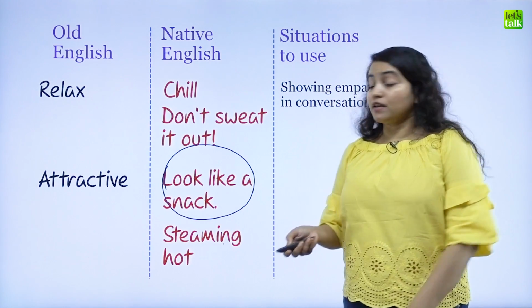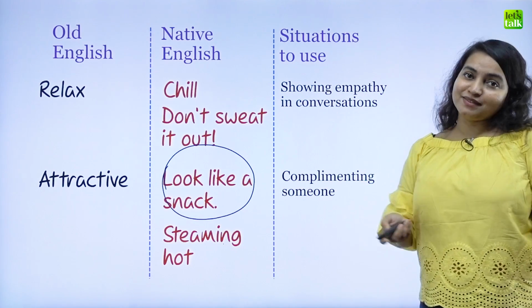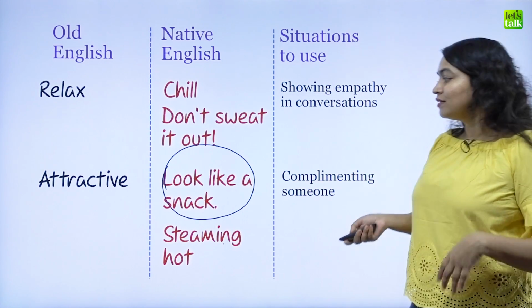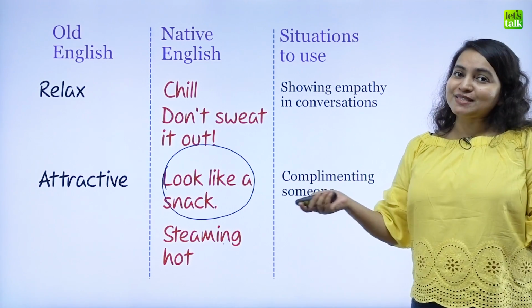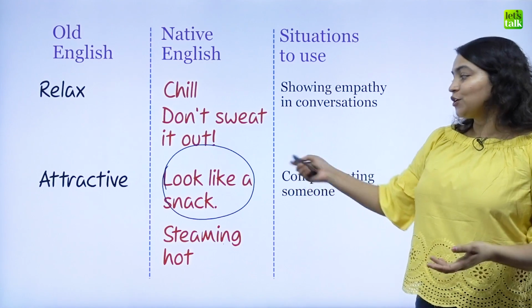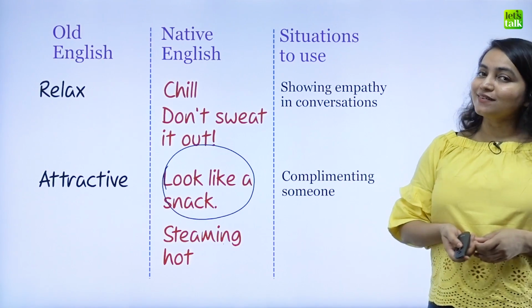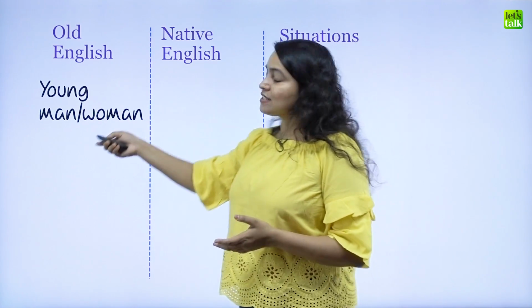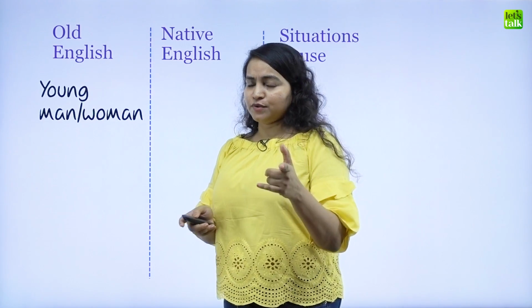And when do we use it? We use it when we are complimenting someone. Obviously, if someone is attractive, that is a compliment. So the next time you want to compliment someone in an informal way, you could just say, hey, you look like a snack, or you are looking steaming hot. Okay? All right, then let's move to the next old English phrase that you're using.